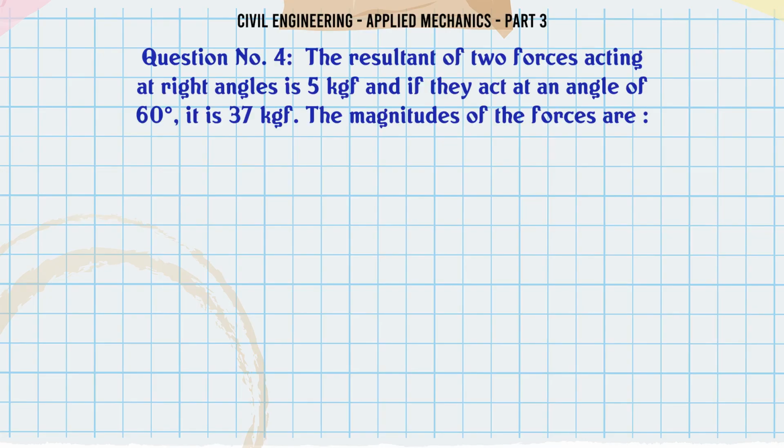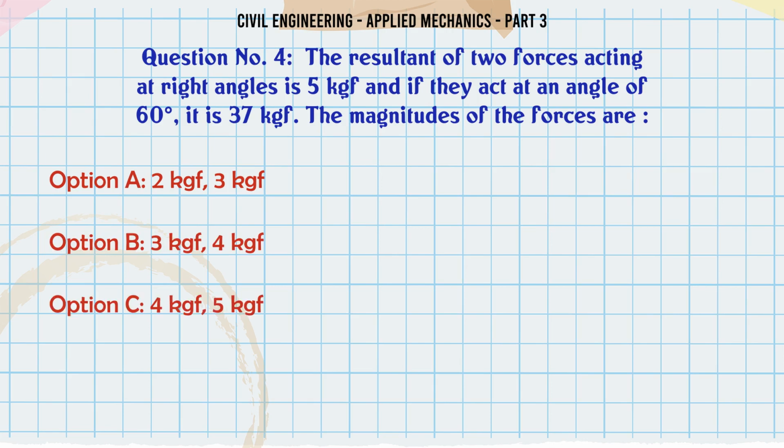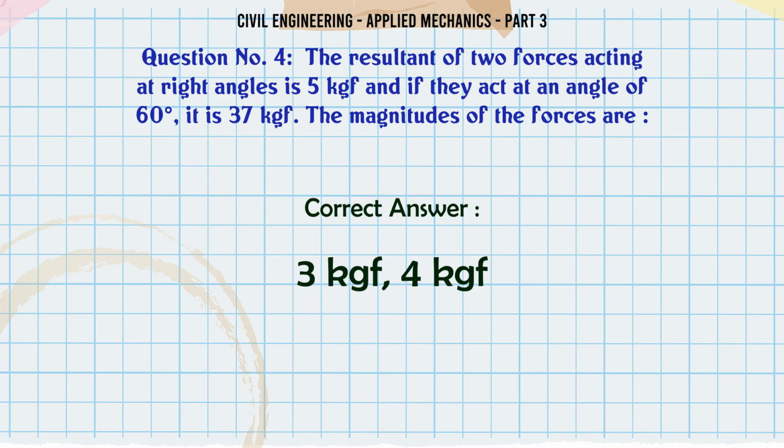The resultant of two forces acting at right angles is 5 kgf, and if they act at an angle of 60 degrees, it is √37 kgf. The magnitudes of the forces are: A, 2 kgf and 3 kgf; B, 3 kgf and 4 kgf; C, 4 kgf and 5 kgf; D, 5 kgf and 3 kgf. The correct answer is 3 kgf and 4 kgf.